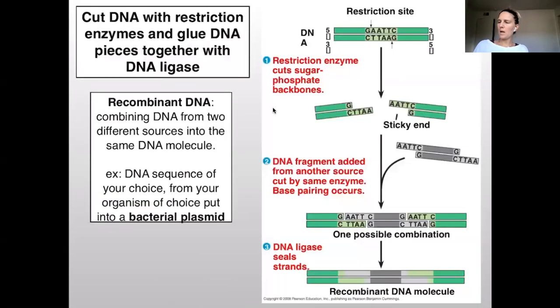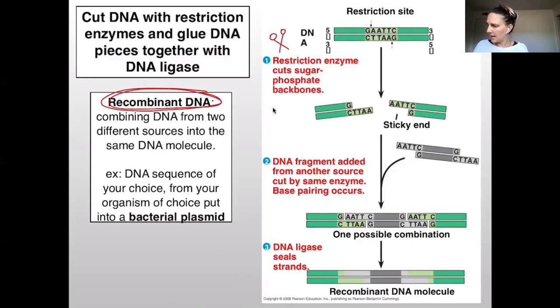All right. So here's an example where we are going to cut DNA with a restriction enzyme and glue it back together with DNA ligase. And that is going to create what's called recombinant DNA, combining DNA from two different sources into the same DNA molecule. All right, so let's go through this. The first thing we're going to do is use restriction enzymes, which are the little molecular scissors, and it's going to cut the DNA.